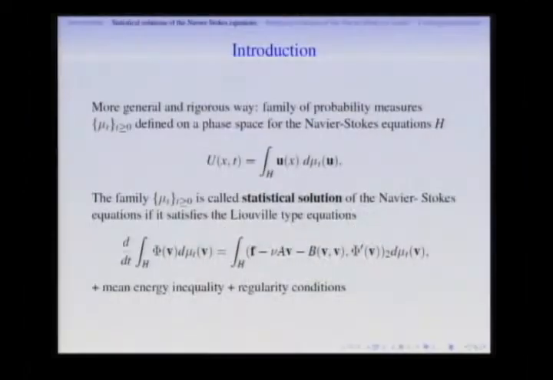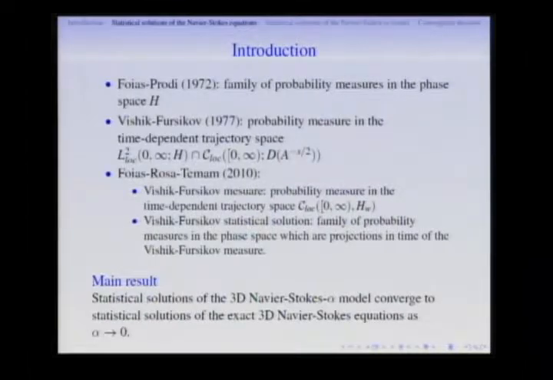And Foias and Prodi introduced this notion of statistical solutions for the Navier-Stokes equations as the family of Borel probability measures, mu_t, which satisfies this Liouville type equation, which is related with the Navier-Stokes equations, plus a mean energy inequality, which I'm not going to write here because it's a lot of things, but it's related with the energy inequality of the weak solutions of the Navier-Stokes equations, plus regularity conditions, which are related with the space of the weak solutions.